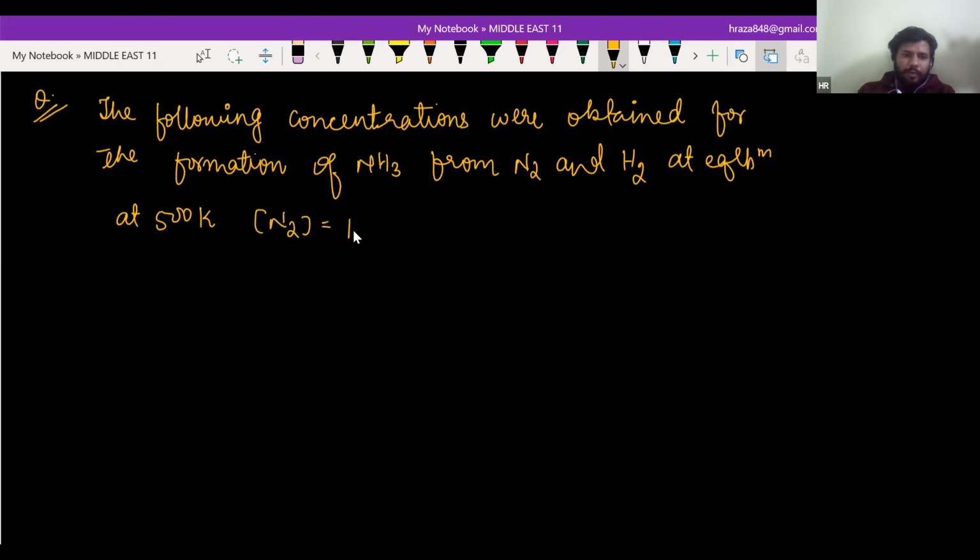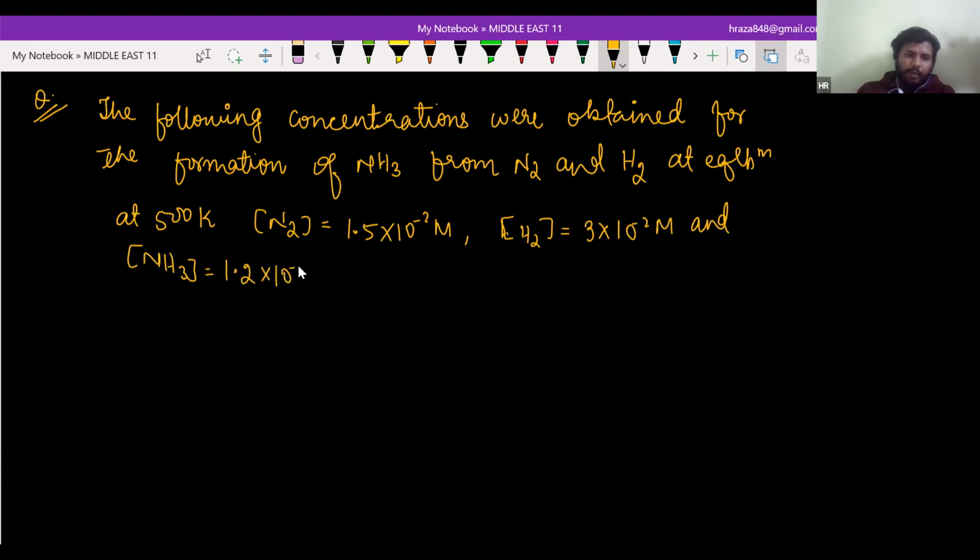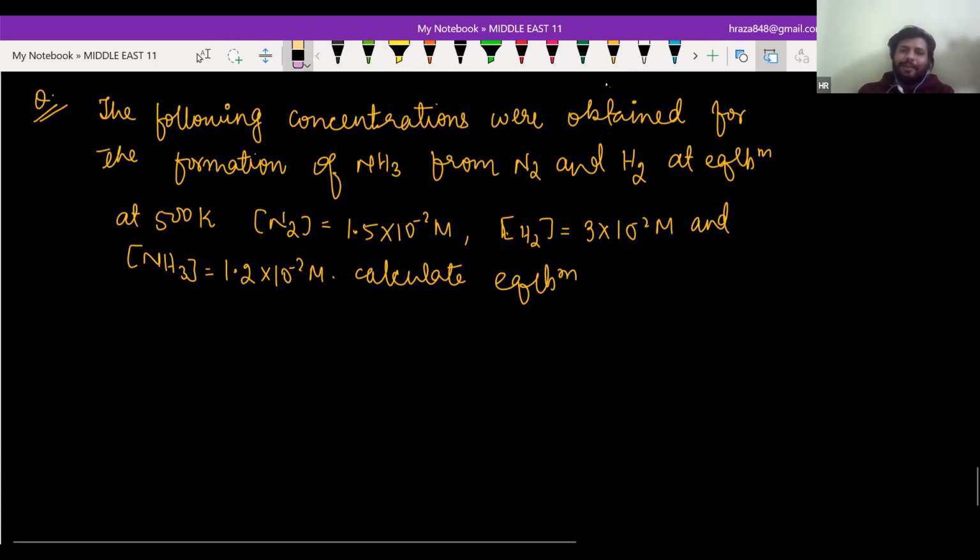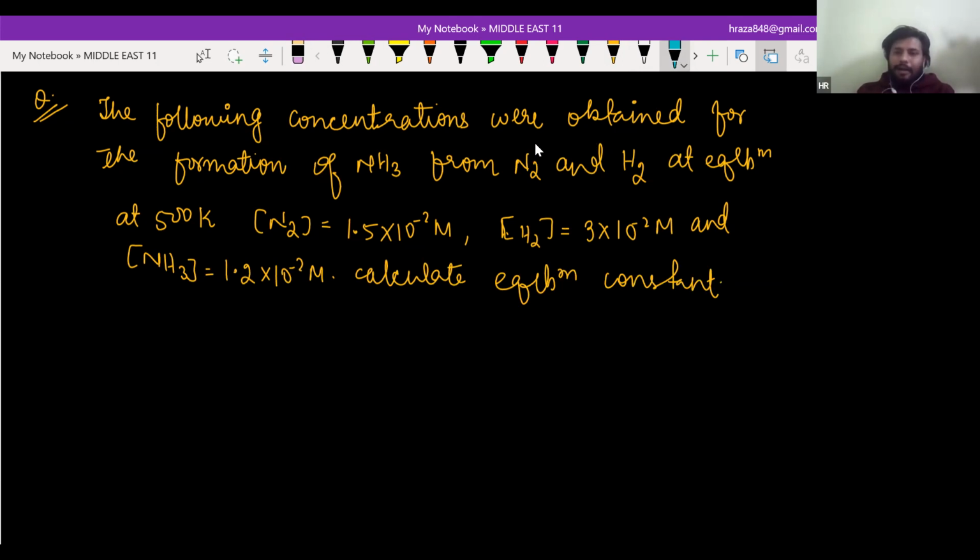N2 equals 1.5 into 10 raised to the power minus 2 M. H2 equals 3 into 10 raised to the power minus 2 M. And NH3 equals 1.2 into 10 raised to the power minus 2 M. Calculate the equilibrium constant. If molarity is given, that means you need to find Kc. And let me know if you can write the reaction of N2 plus H2 will give NH3.